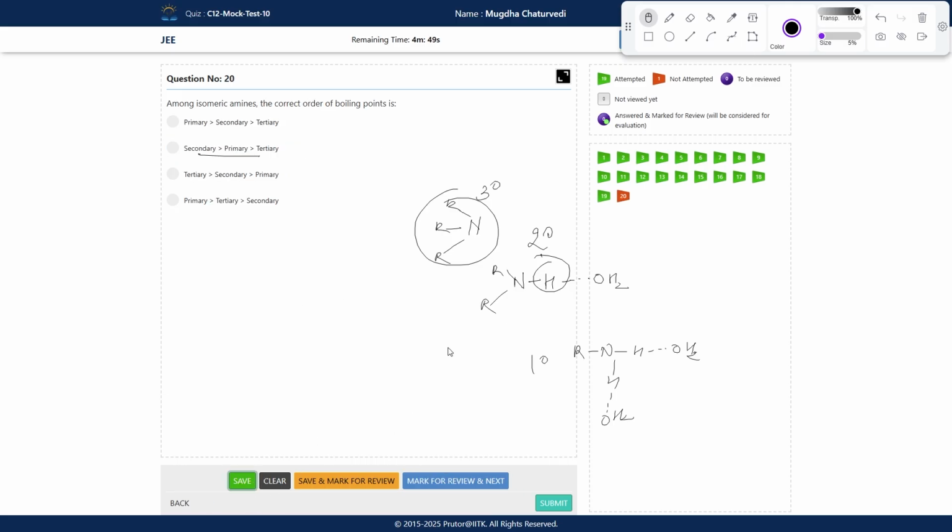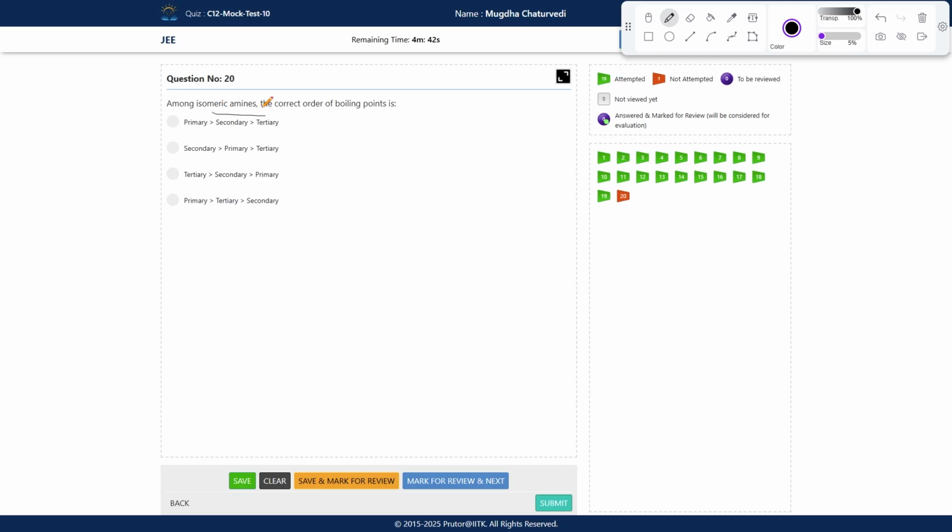Now let us look at the last question. It says, among isomeric amines, what is the correct order of boiling point? Right now we discussed the correct order: primary, secondary, and then tertiary. If I once again see, this is a primary amine where nitrogen has two hydrogens. This hydrogen can form hydrogen bonding, and this hydrogen can also form hydrogen bonding. Here we have two hydrogens available.